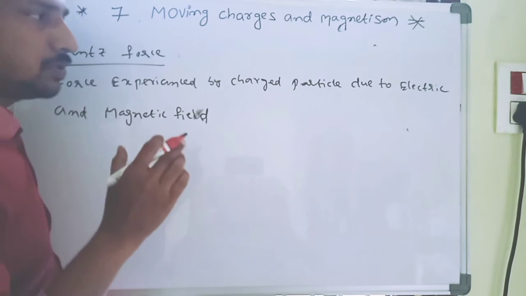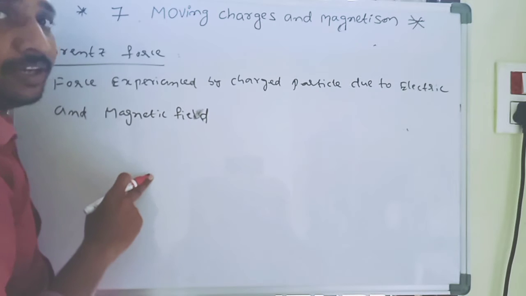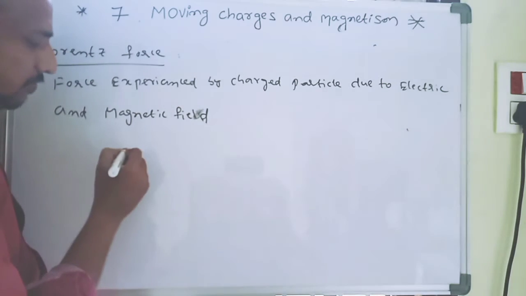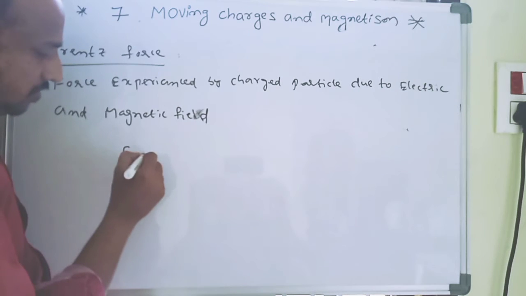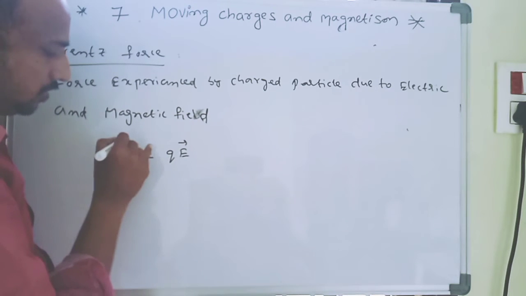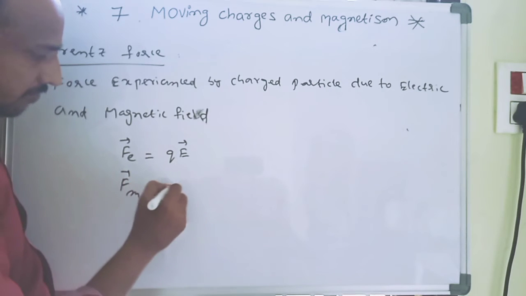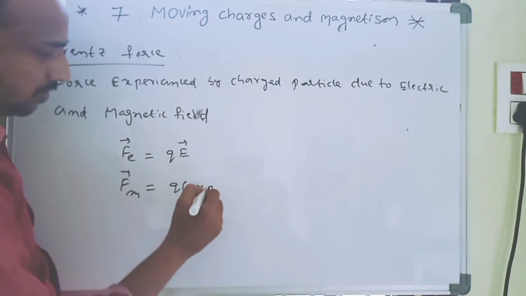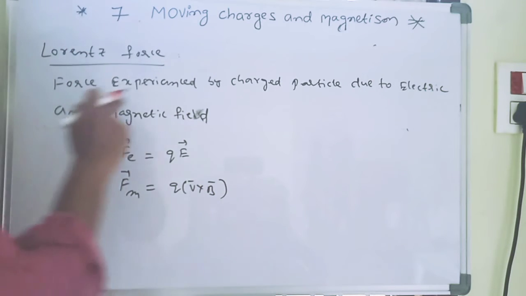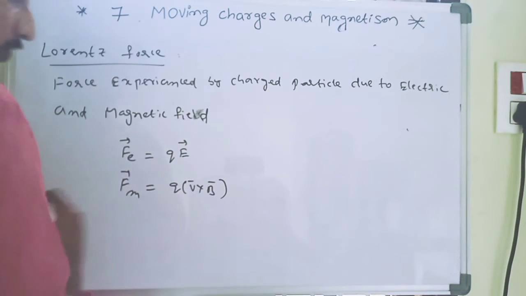What does it mean by Lorentz force? The force of two fields, electric field and magnetic field. So we know what the force is. Electric force Fe is equal to Q into E. This is electric force. And what about the magnetic force? Magnetic force Fm is equal to Q into V cross B. Here the force is experienced by the charged particle due to electric and magnetic fields, meaning both.